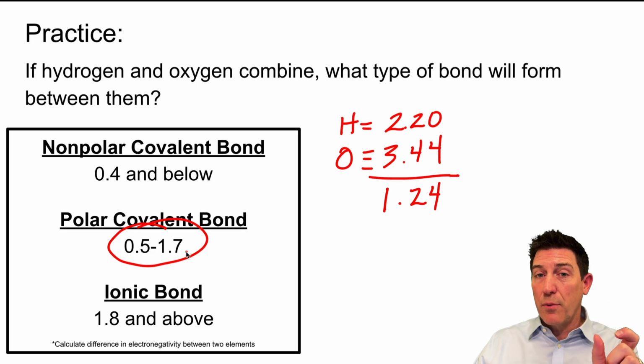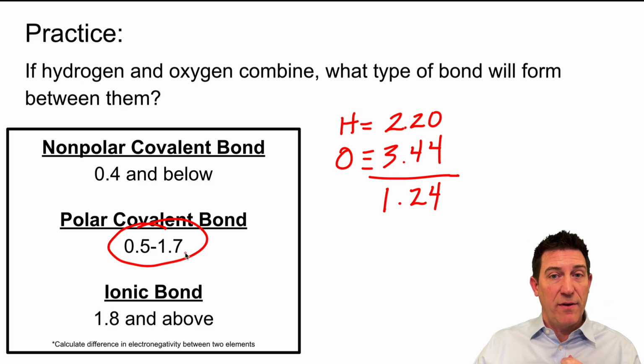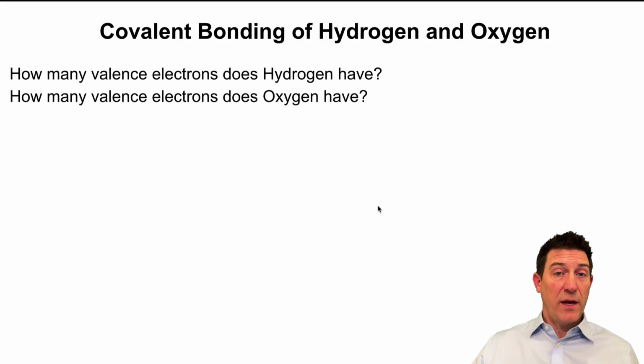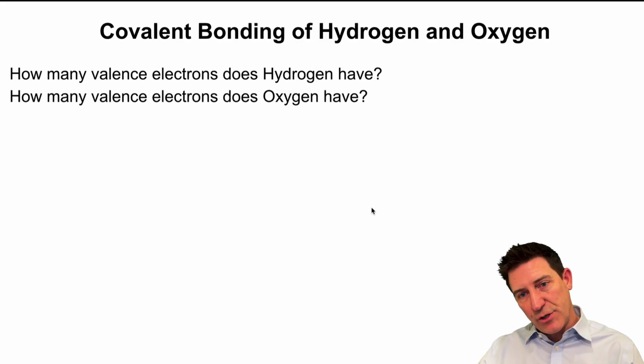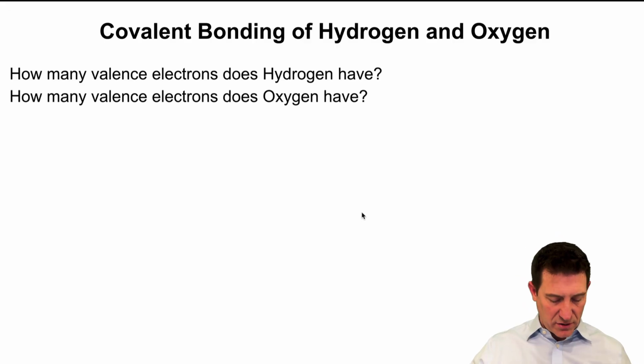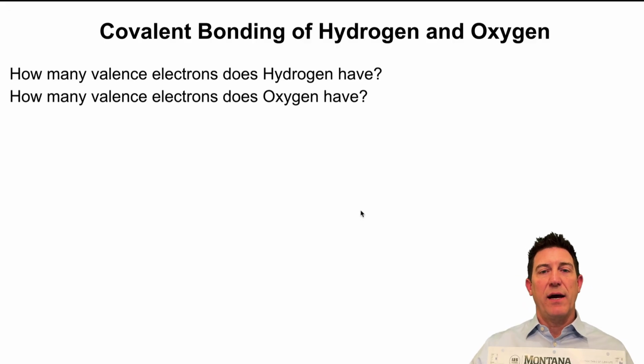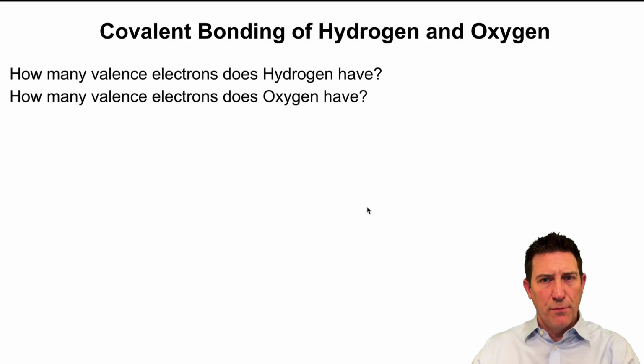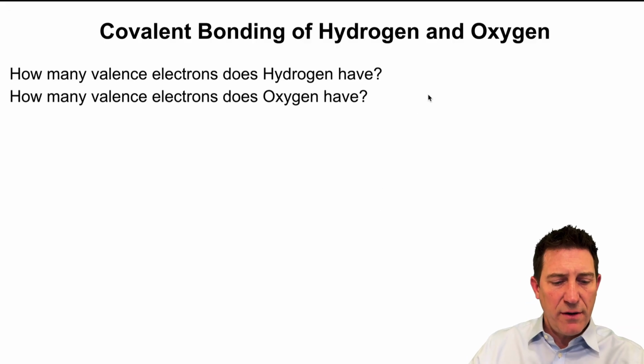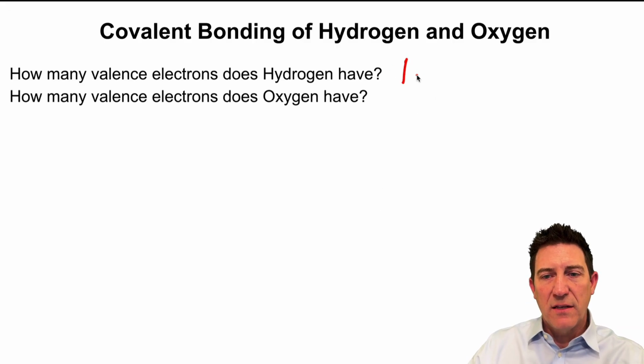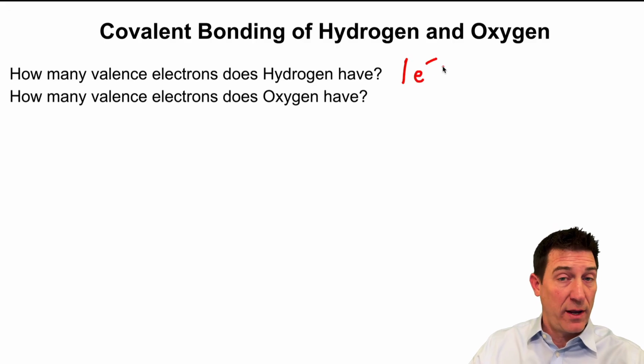I don't care about the polar part yet. I just need to know that it's a covalent bond. So now that we know that a covalent bond is going to form, we need to figure out how many valence electrons hydrogen has and how many valence electrons oxygen has. We go back to that periodic table that we looked at before and we look at which group they're in. And hydrogen, if you remember, has one valence electron. All right, I'm going to put one e-negative here.